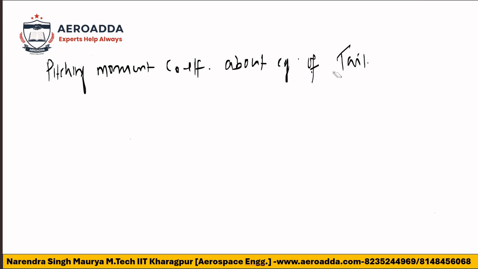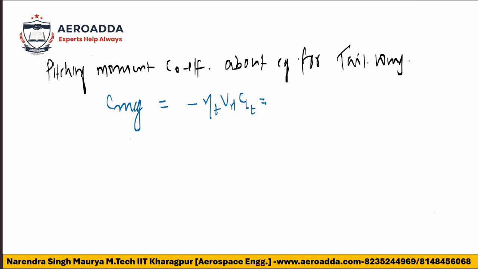Sorry, it should be for tail, not of. For tail wing, correct? So you see the expression, it's nothing but CMCG minus eta t VH CLT. Instead of CLT they have given AT and alpha t, that also you can write. Maybe it is also given as eta t VH AT, where alpha t is nothing but alpha W minus epsilon minus IT.